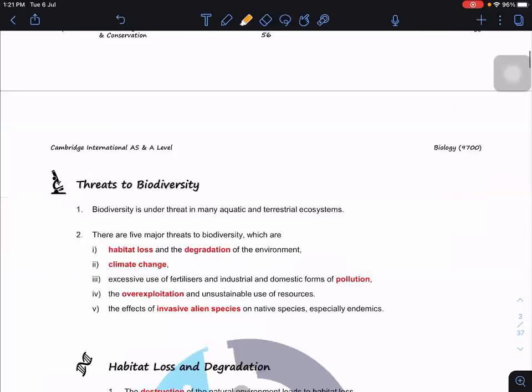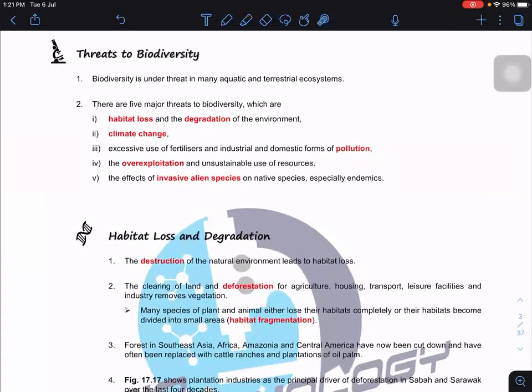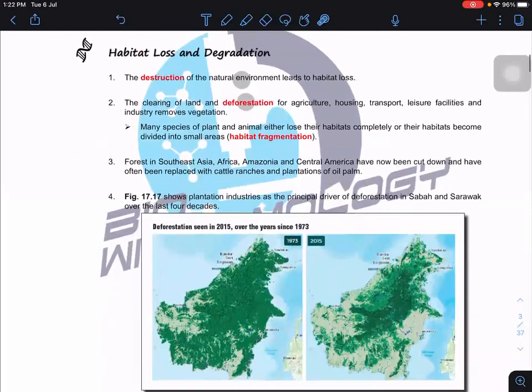Okay, so for today we're going to look at the threats to biodiversity. We have 5 of them, no matter whether aquatic or terrestrial ecosystem. First, habitat loss and degradation of the ecosystem, or environments. Then climate change, excessive use of fertilizer, domestic and industrial pollution, over-exploitation and unsustainable use of resources, and also invasive alien species. So these are 5 major threats. We still have others, but these are the 5 major ones. We first look at habitat loss and degradation.